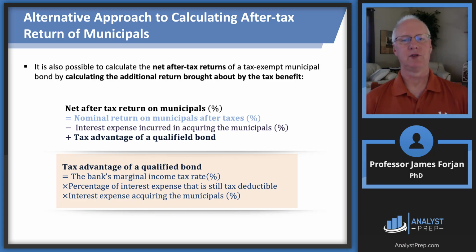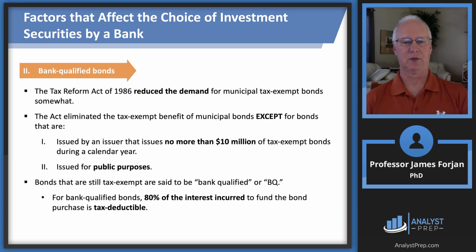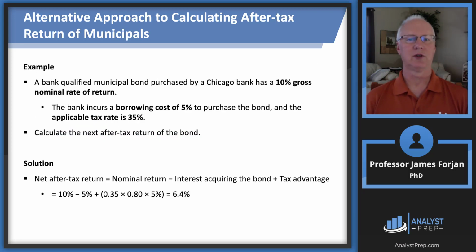Now, because of this new change in the tax law, there's probably a different way to calculate after-tax returns. And so it'd probably be a good idea for you to memorize these two formulas. So net after-tax return on municipals is equal to the nominal return minus some kind of interest expense, plus this qualified bond tax advantage. Now, to compute that tax advantage, we need that box down there in the vanilla color. And so all we're going to do is take the product of a couple of different accounts: interest expense, the tax rate, and then the percentage of interest that is tax deductible, which, what did we say back here? 80%.